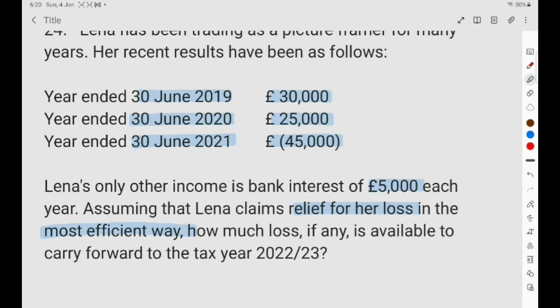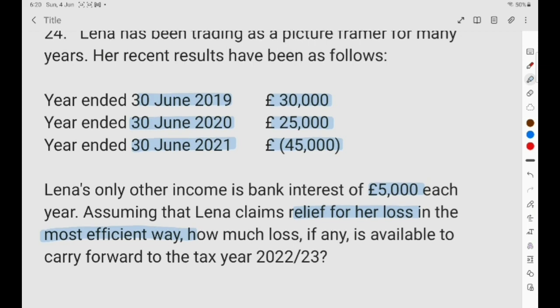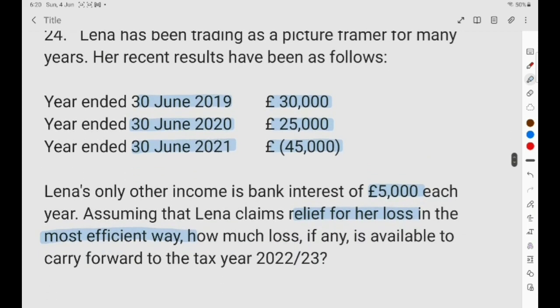How much loss is carry forward? So you know that for individual there are different options available. They can carry back the loss to be set off against the total profit of previous 12 months.